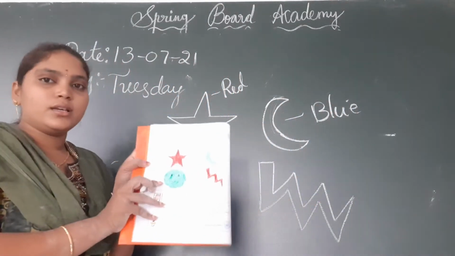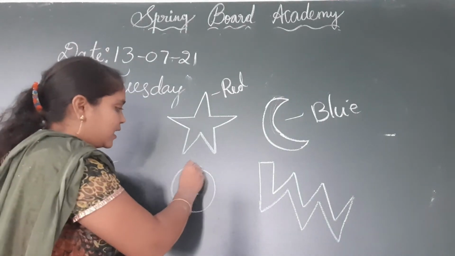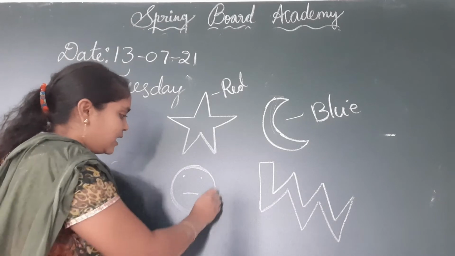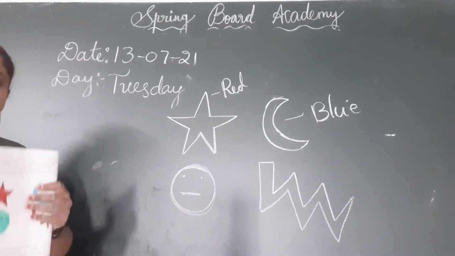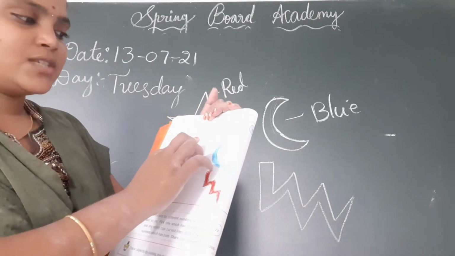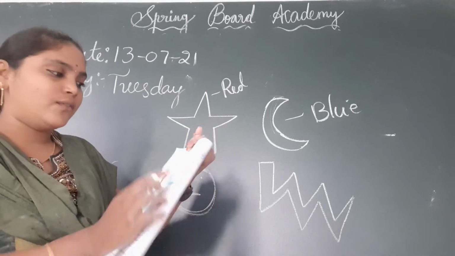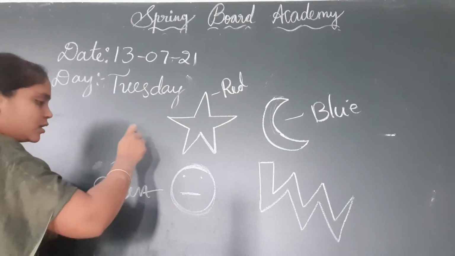Next, you have to see this picture, children. Is this formed by straight lines or curved lines? Yes, this is a curved line, children, and this is a straight line. So this is formed by both straight lines and curved lines. So if it is formed by both straight and curved lines, you have to use green color.